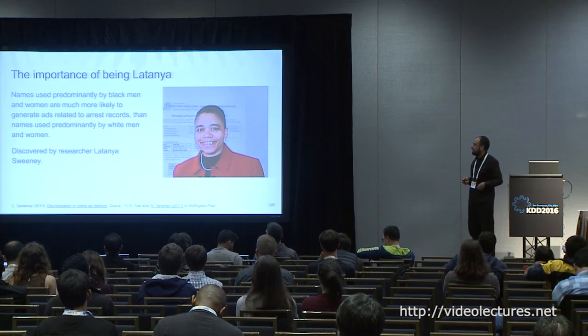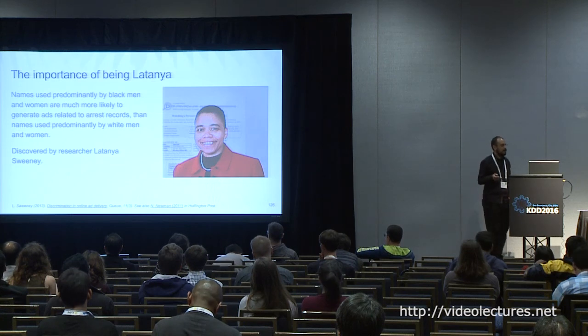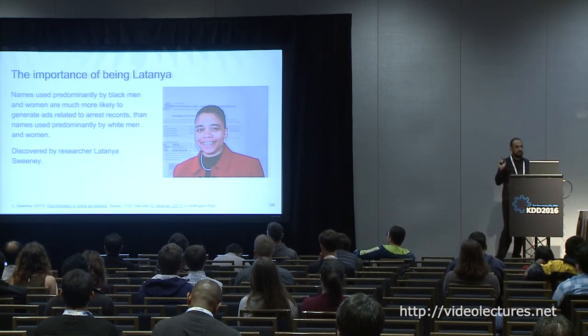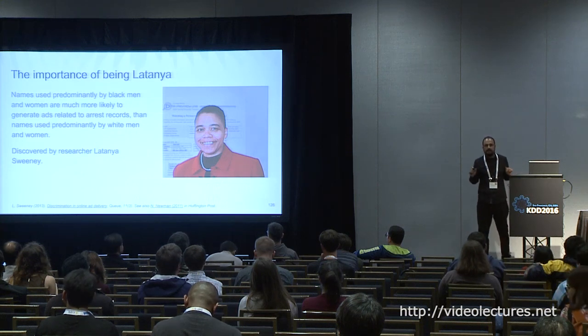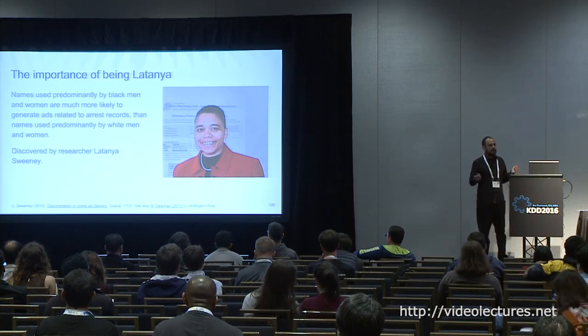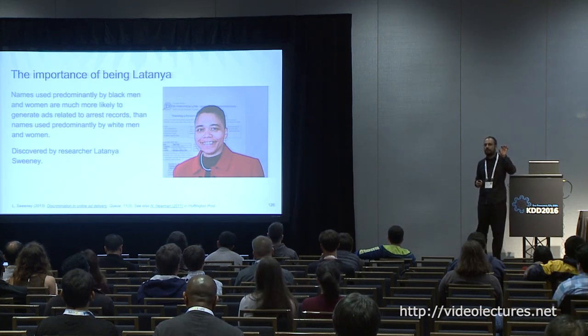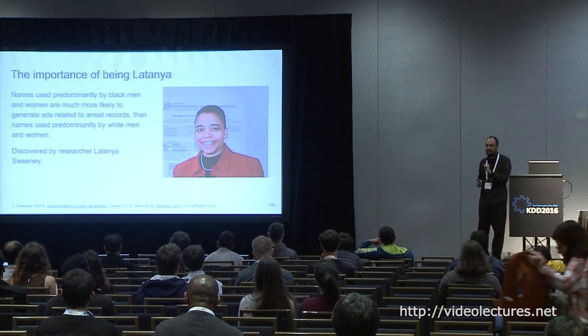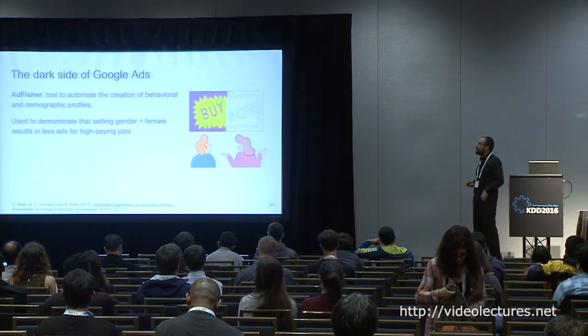So for instance, there are some very interesting cases like Latanya Sweeney, a researcher. She showed that if you search for a name such as Latanya, which is a predominantly black name, then Google will suggest, do you want to look for criminal records for Latanya? Whereas if you use a white sounding name, this doesn't happen so often.